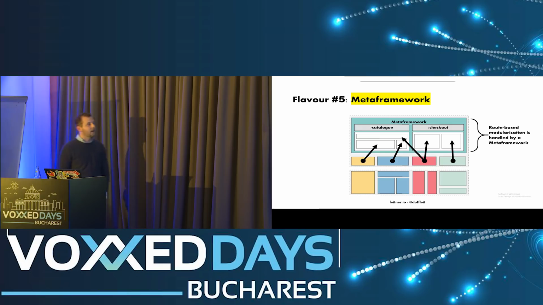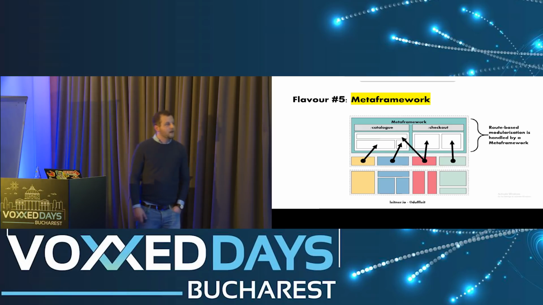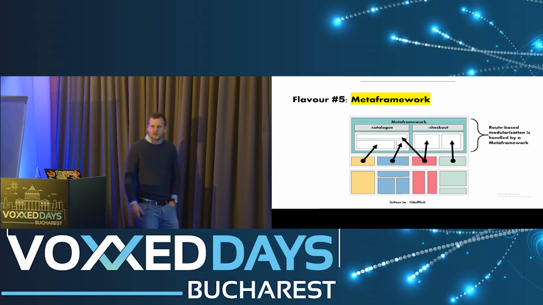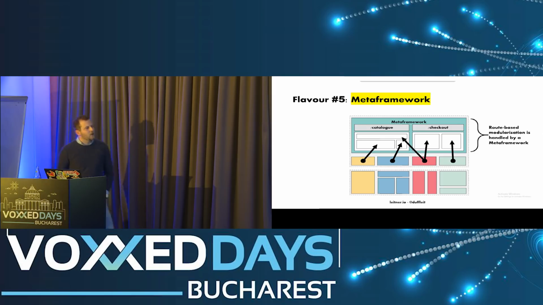And the idea is that you have a meta framework, so a framework on top of the frameworks. And this meta framework checks the routing. And based on the routing, it does the aggregation of your other frameworks, right? So it aggregates your micro frontends together, right? So let's say you go to catalog, right?